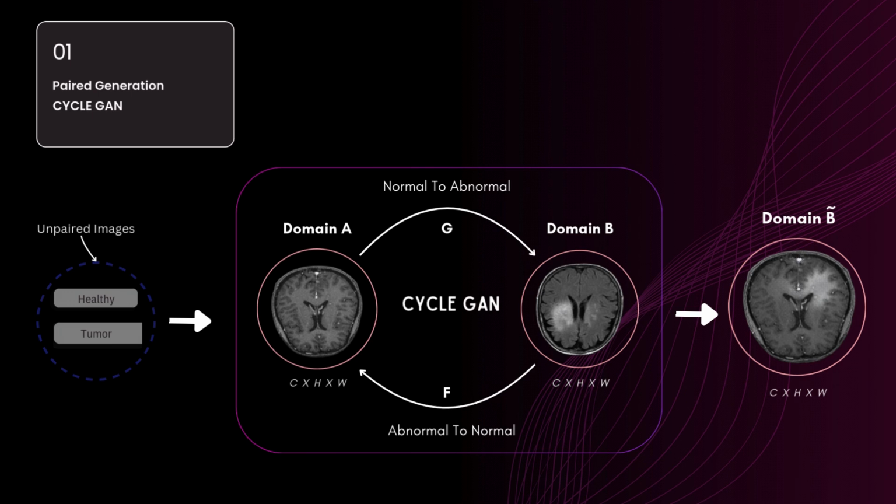For each domain, we have a generator that generates corresponding domain paired images, while the discriminator detects whether it's a fake generated or a true image. The generator gets better by fooling the discriminator, and the discriminator gets better by identifying fake generated images. This process continues both ways, and we generate healthy to tumor and tumor to healthy images, completing the cycle as mentioned in the name.